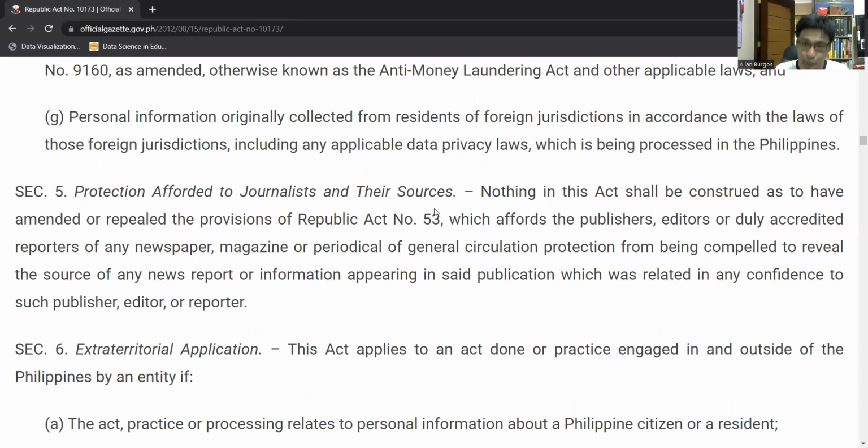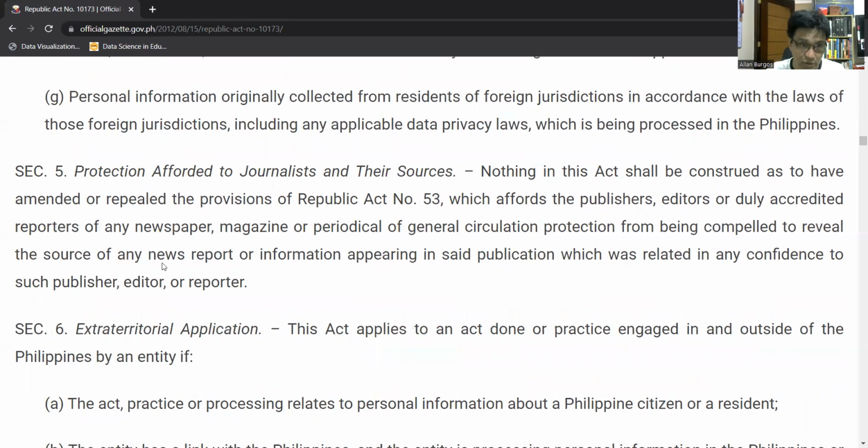Guys, maraming data privacy laws, not only here in the Philippines, but around the world. Actually, yung sa Europe, yung isa sa mga pinakamahigpit na data privacy laws.